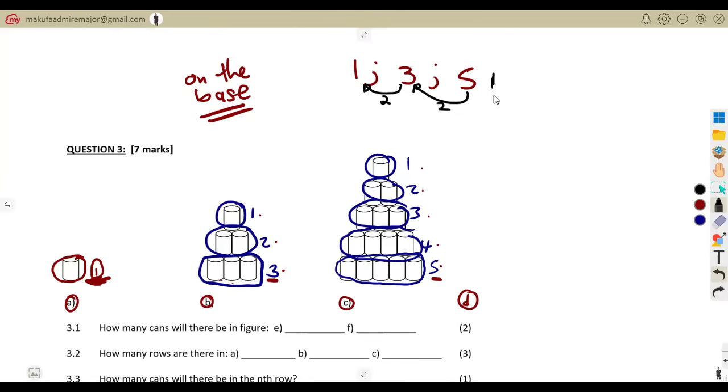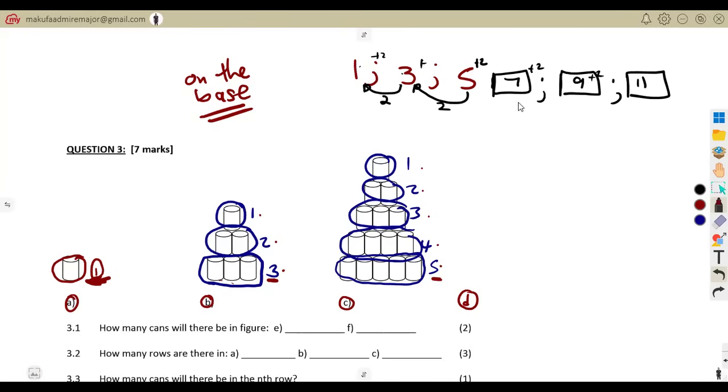So meaning to say, we can find the next one. We can know the number of cans which are on the bottom because we know that from one to another, there's a difference of 2. So we just have to add 2. 1 plus 2, that is 3. Plus 2, that is 5. So 5 plus 2 is what? 7. 7 plus 2, that's 9. 9 plus 2, that's 11.